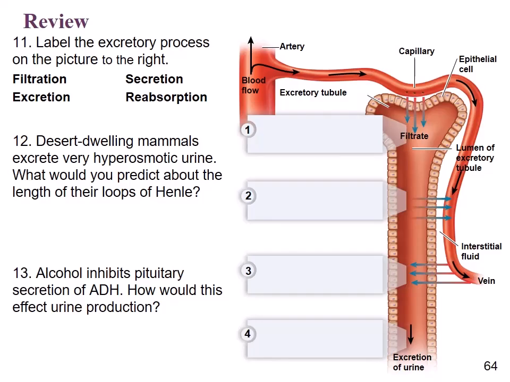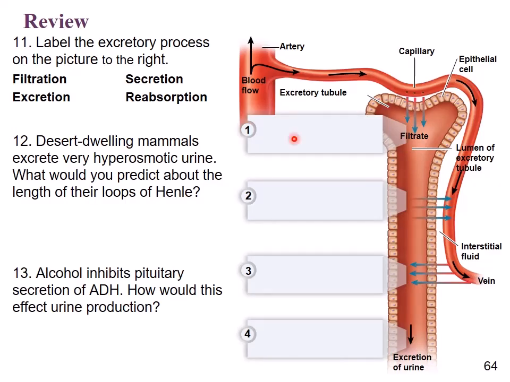So let's go ahead and label the excretory processes on the diagram to the right. If you'd like to fill it out before I go over the answers, feel free to hit pause. So if we look at the flow of blood, we've got blood flowing here. There's the capillary where filtrate's produced, and then you have a section where it's hard to say what we're doing without giving you the answer. So we'll just go through.